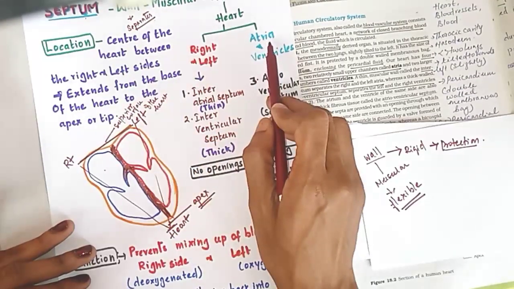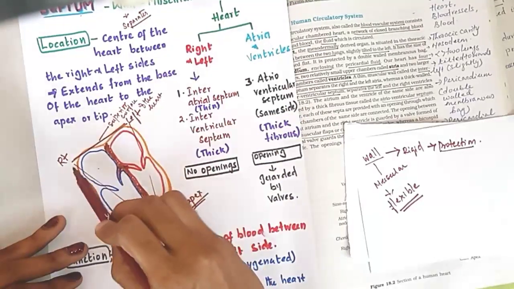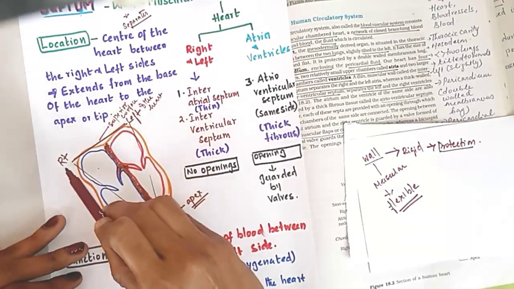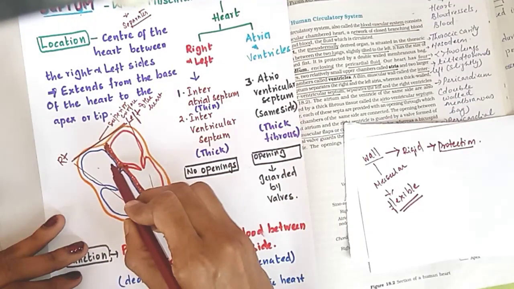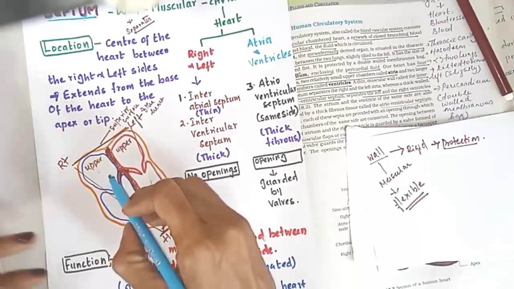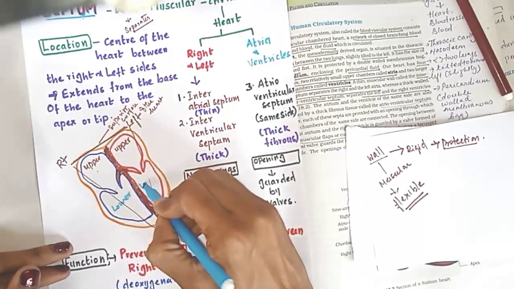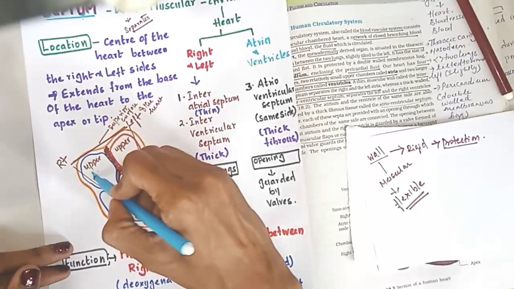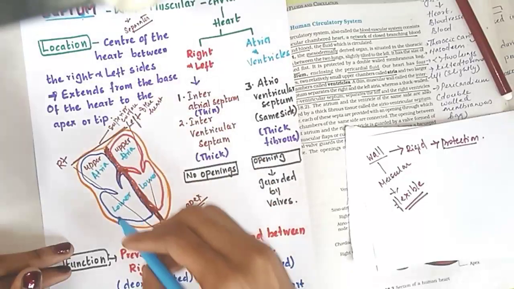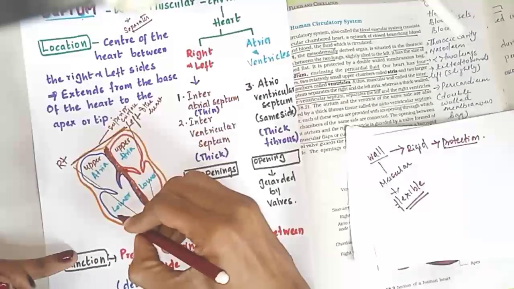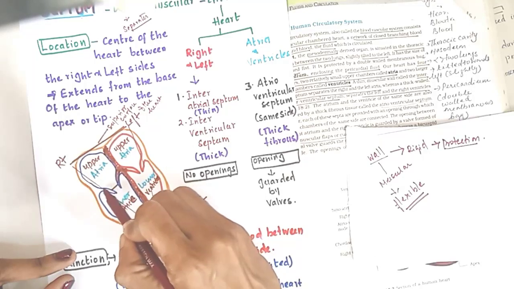And the second division is present between the atria and the ventricles. Okay, so the septum divides the heart into two sides, right side and left side. Then again, it also divides the heart into four chambers, two upper chambers and two lower chambers. Okay, the upper chambers are called atria and the lower chambers are called ventricles. Atrioventricular septum is present here, which divides this.